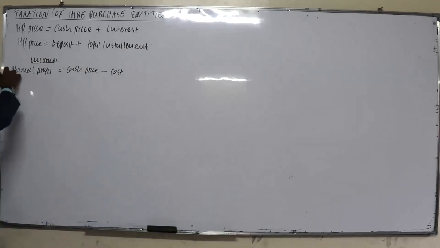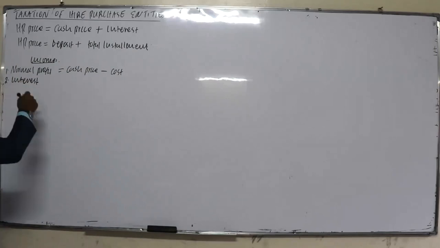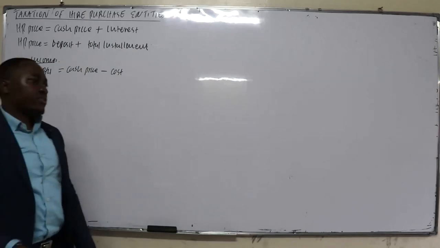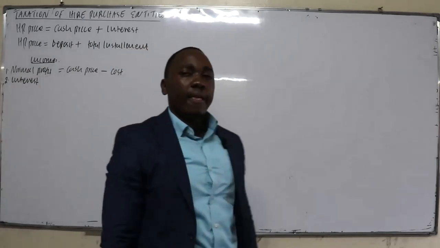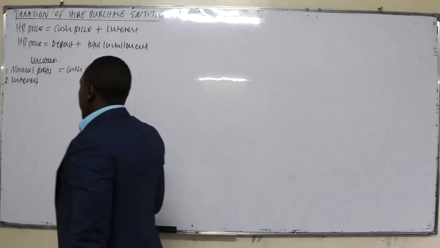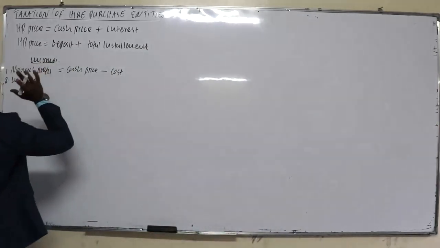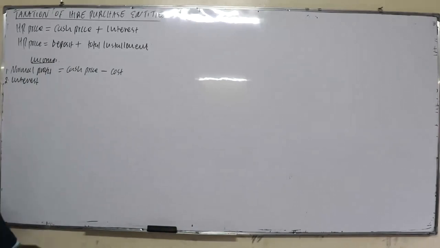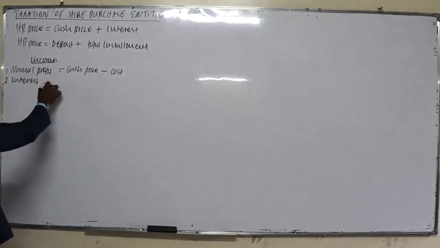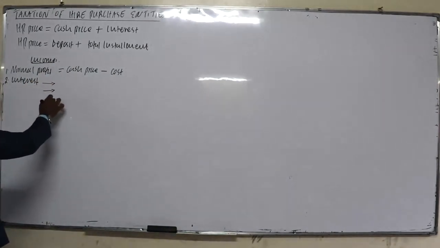Also, the other profit is the interest. Because remember, when you sell on credit, you attract interest. Now that interest to the seller becomes an income. So you have two incomes: one is the normal gross profit, and then the interest. Then in case of the interest, how do you allocate?